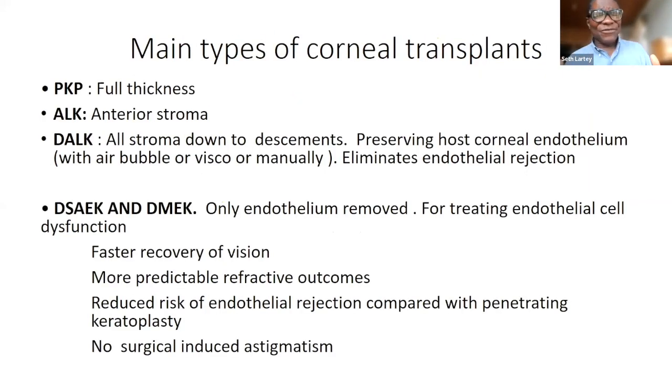So there are many types of corneal transplant. The main ones are penetrating keratoplasty, which is full thickness. Many of you know this already. Anterior lamellar keratoplasty, where part of the anterior lamella is transplanted. Deep anterior lamellar keratoplasty, where the whole of the stroma down to the Descemet membrane is dissected down to the Descemet membrane. This is done with air bubble, viscoelastic, or manually, and you eliminate endothelial rejection.